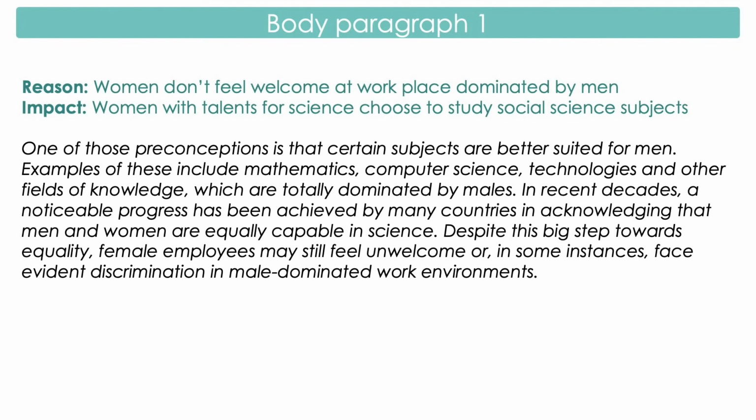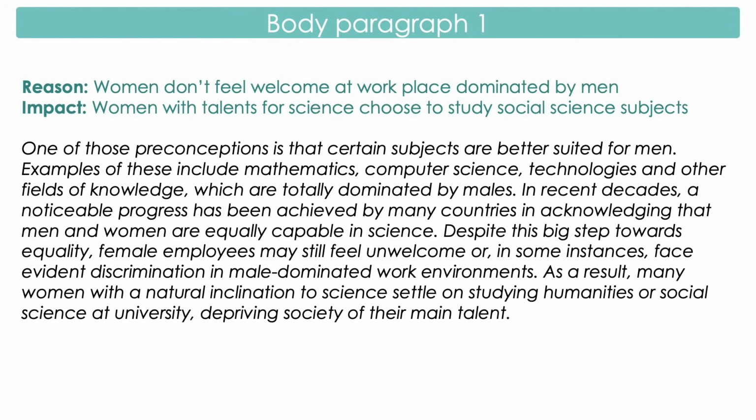So that's the reason why they don't choose to study science. And here is the impact. As a result, many women with a natural inclination to science settle on studying humanities or social science at university, depriving society of their main talent. In this body paragraph, I gave the reason, my first idea, and I explained what it means. I gave some examples and supporting points. And then I gave the impact on society.